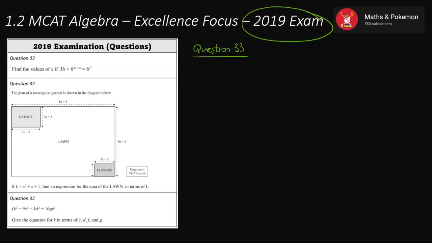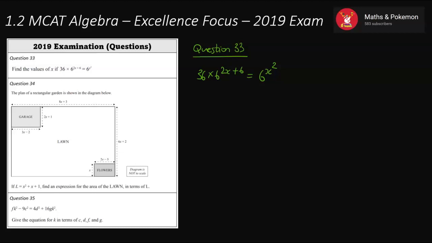We've moved on to the 2019 exam and we're focusing on all the algebra excellence questions from that exam. We're going to jump straight into question number 23. If you watched the previous videos, you know these are my favorite types of questions. So let's jot down the equation. 36 times 6 to the power of 2x plus 6. When is that equal to 6 to the power of x squared?